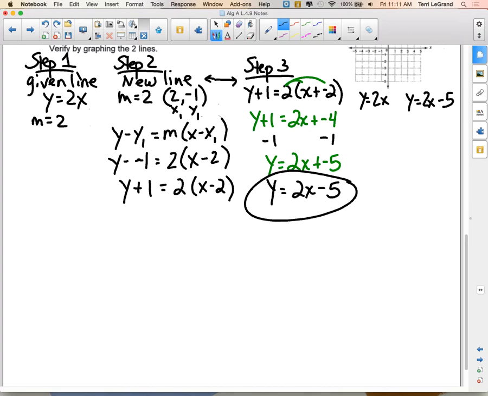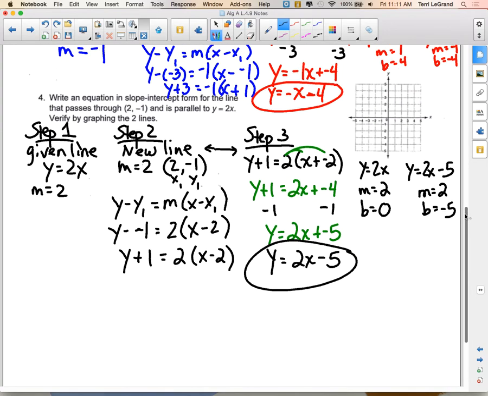So m equals what for y equals 2x? 2, yeah. What's its b value? 0, yeah. When there's nothing being added or subtracted from the x, that means your b is 0. Your starting point is 0. In the other one, we have the same slope of 2, but a b value of what? Negative 5. Okay, go ahead and graph those, see if we came up with a good graph.